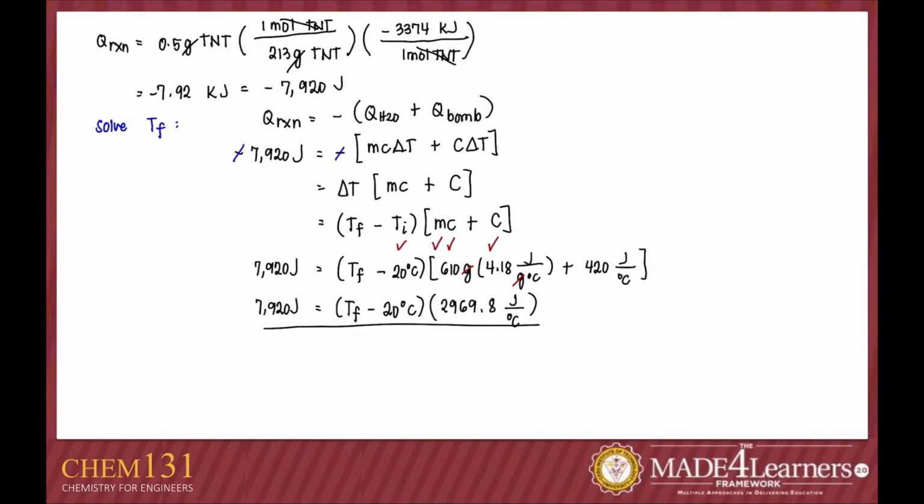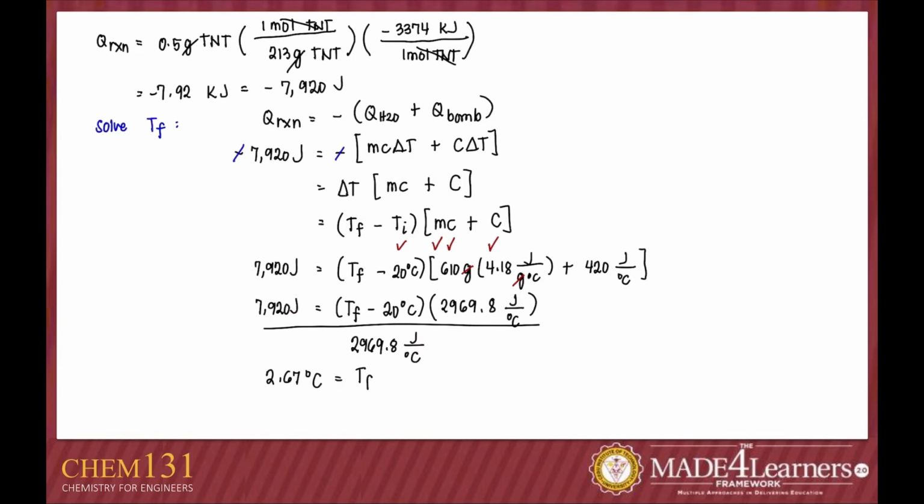Divide both sides by 2969.8 joules per degree Celsius. So, ang pikas kay mahimong pila man ang 7,920 divided by 2969.8. It will give us approximately an answer of 2.67. And when you divide joules divided by joules degrees Celsius, ang unit na mabilin kay degree Celsius.